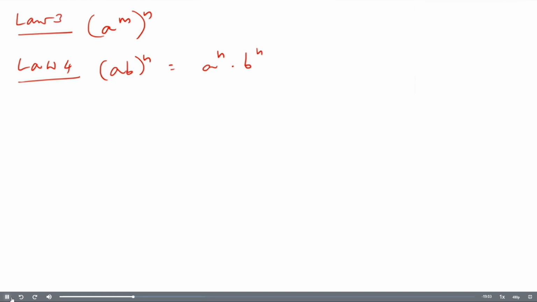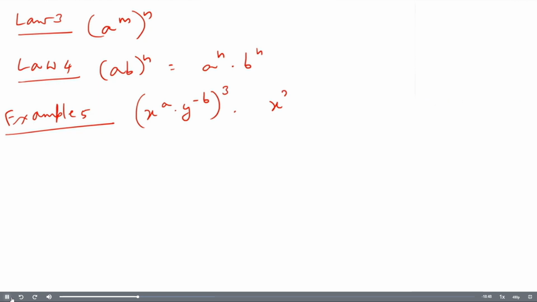Let us take the fifth example. Simplify (x^a y^-b)^3 into (x^3 y^2)^-a.